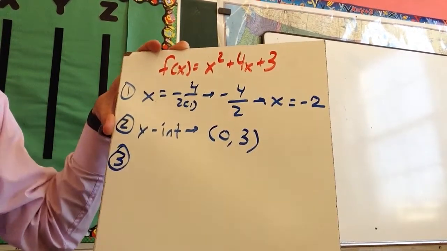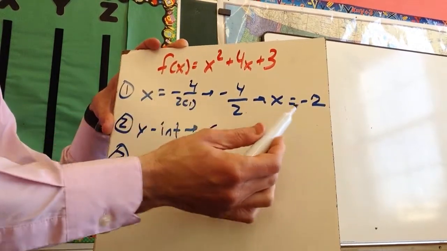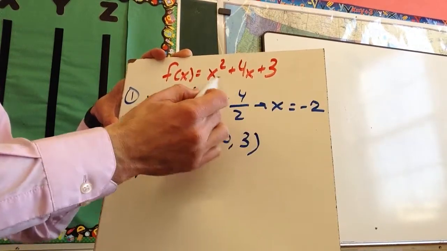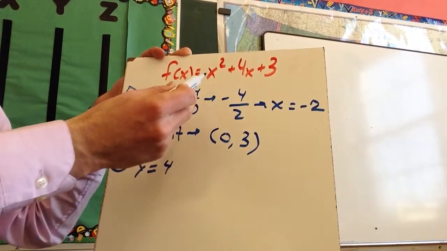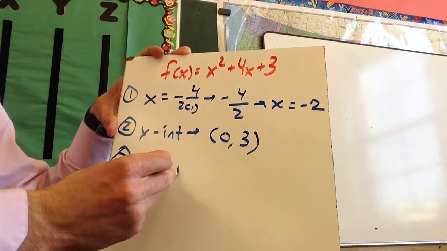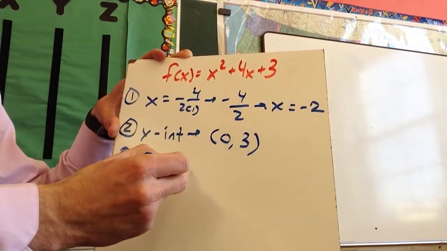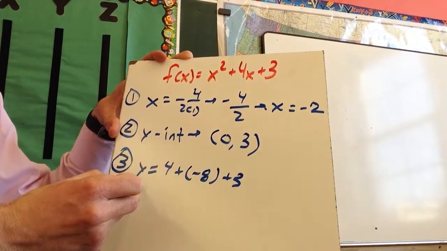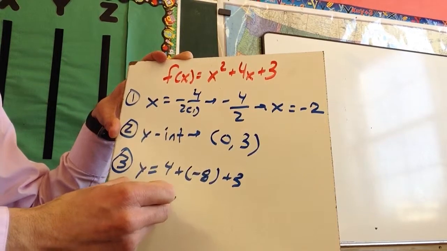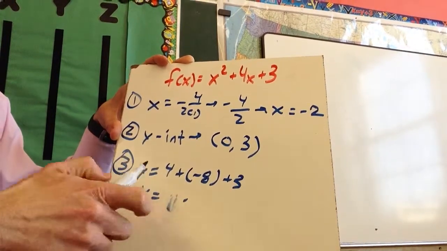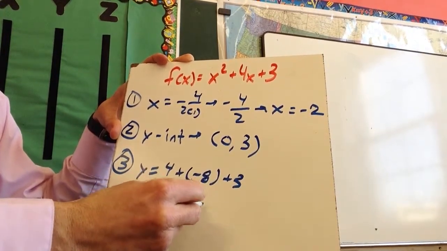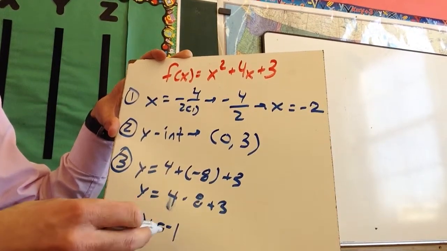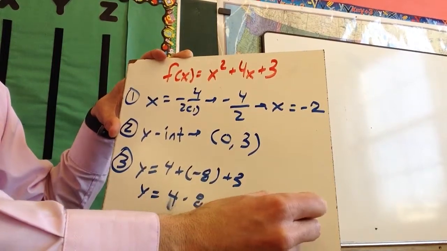And now to find the vertex, I'm going to take this value and substitute it in. So I got y equals negative 2 times negative 2 squared, that's 4, plus 4 times negative 2, so that's plus negative 8, plus 3. So y equals 4 minus 8 plus 3, that's negative 4, plus 3, that's negative 1. So this is going to happen at negative 2, comma, negative 1.